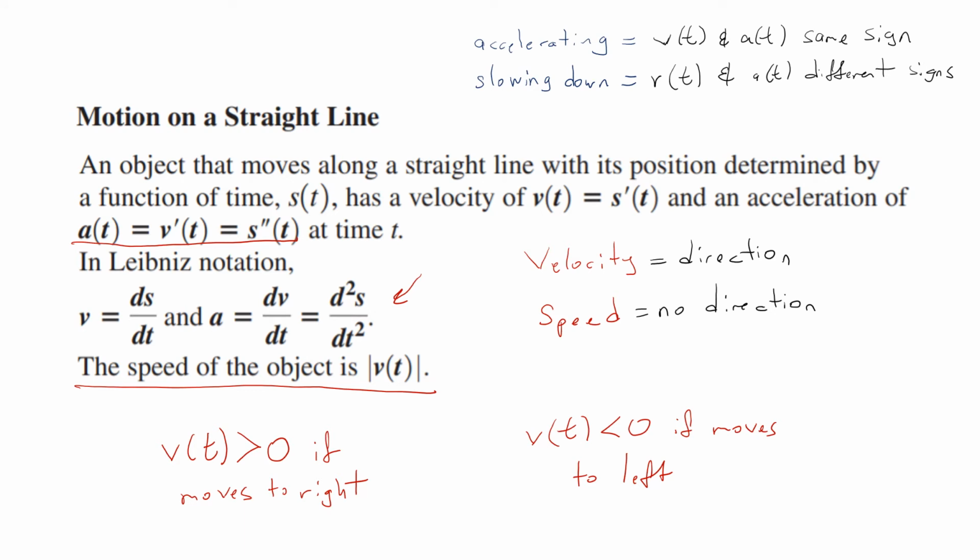Also for acceleration, an object is considered accelerating if both the velocity and acceleration have the same sign, meaning either they're both positive or they're both negative, so they're going in the same direction. However, if these signs are different, so that the velocity is negative and acceleration is positive, or vice versa, the object is decelerating or slowing down.